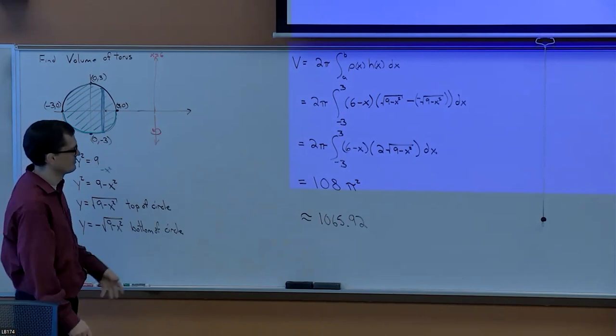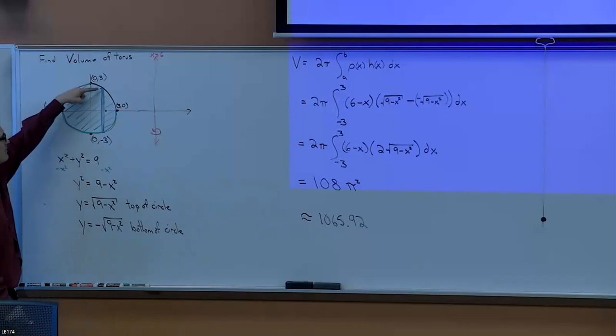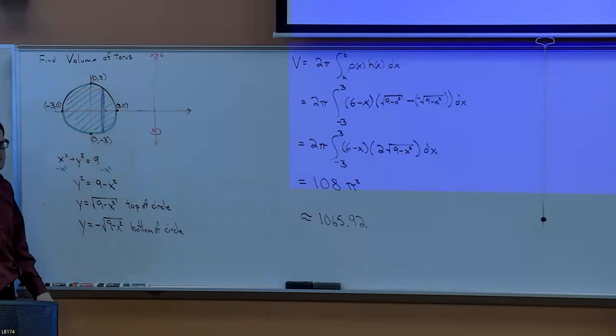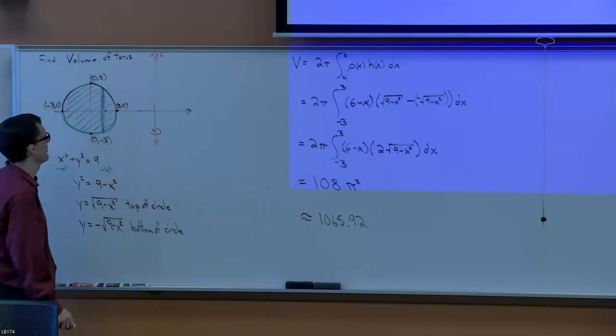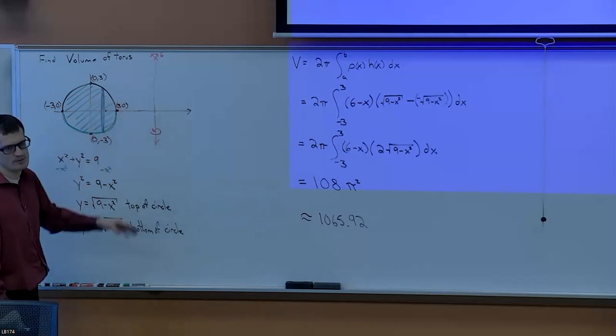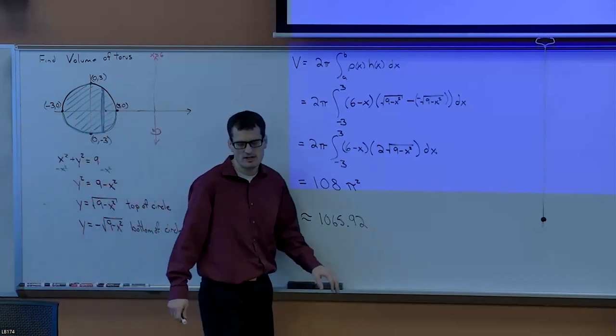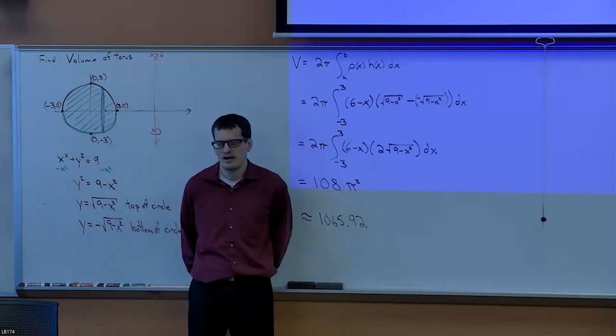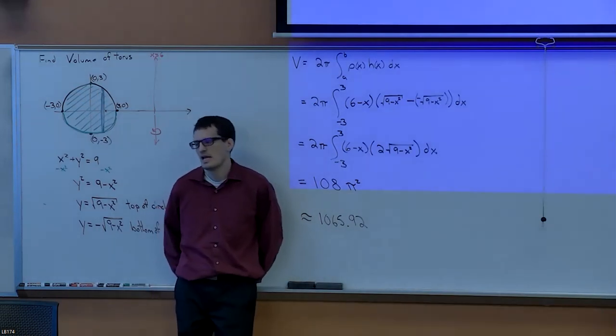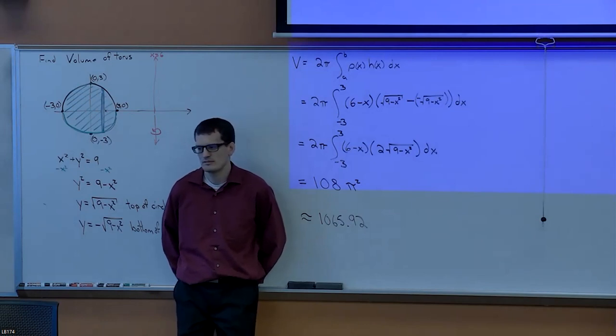That's not the important thing. The important thing is that we can set it up. Remember, height is always top of the Riemann rectangle down to the bottom of the Riemann rectangle. Radius is always arbitrary x value to the line we're rotating around, or arbitrary y value to the line we're rotating around, depending on how we're integrating. And then the bounds are the bounds of the region itself.